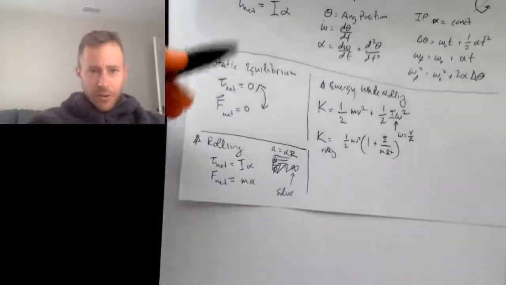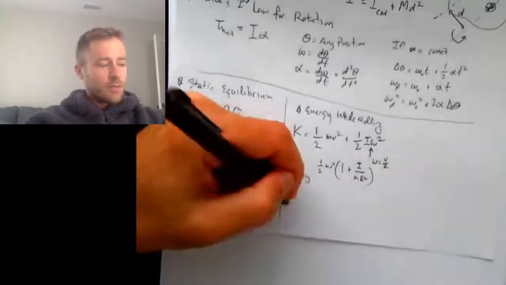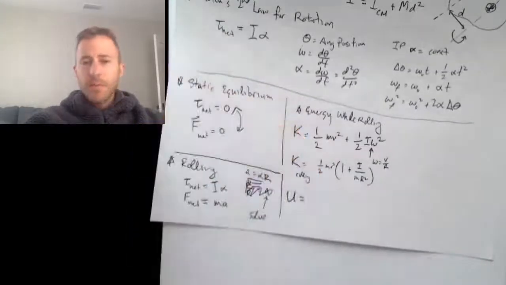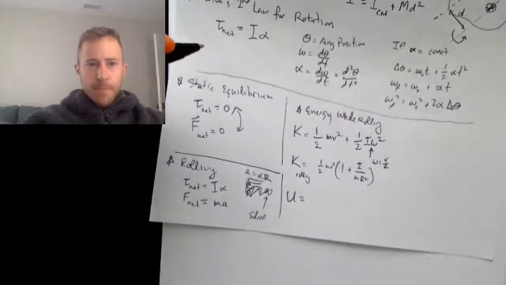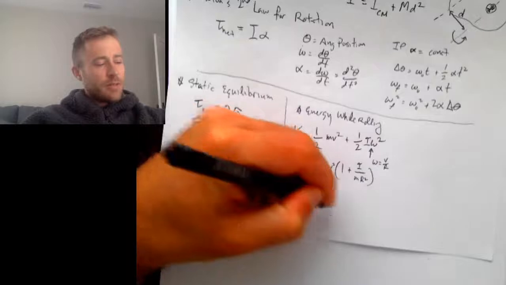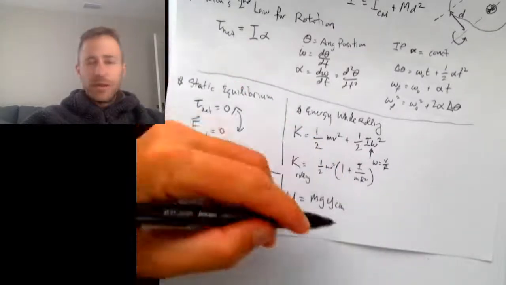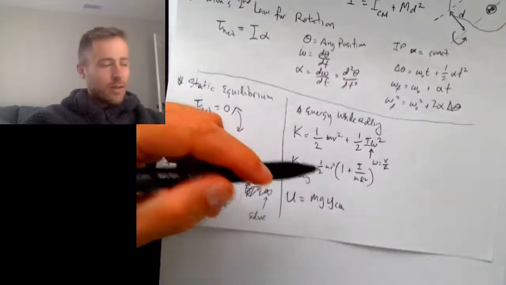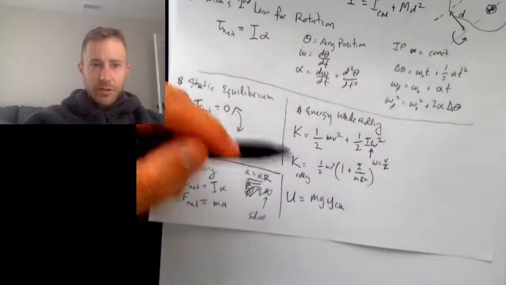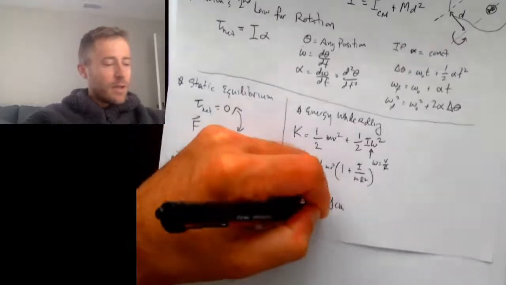If you are calculating the potential energy of an extended object, that is going to be mg y cm. So if you have an extended object, the potential energy is calculated using the elevation of the center of mass.